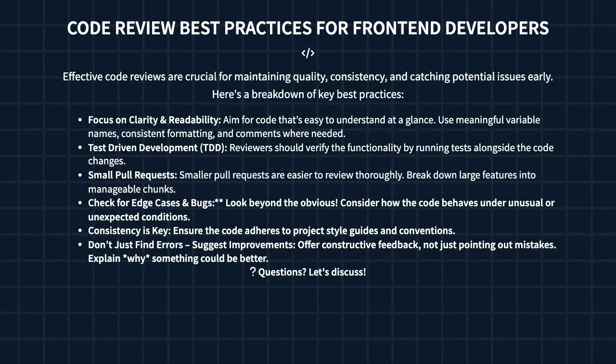Okay, let's talk about code reviews. They are super important for any front-end project really. The goal is to make sure the code we're adding is clear, easy to understand, and works correctly. We want small pull requests so they're easier to review, and definitely test everything with tests. Looking for edge cases and bugs is also key. Don't just spot mistakes, offer suggestions for improvement by explaining why things could be better. And remember, consistency matters. Stick to project style guides.